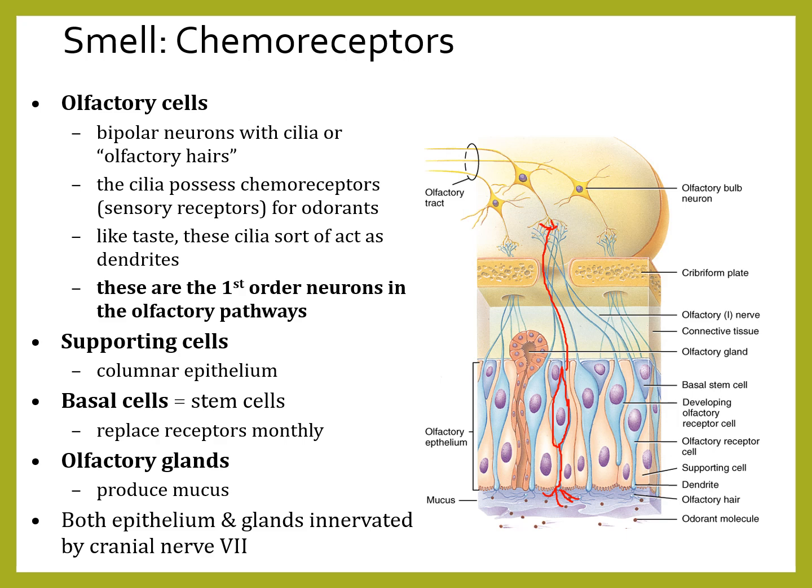We do have structures which are called olfactory glands. That's this thing right here. I'm going to try and circle it right there for you. These olfactory glands, their job is to produce mucus because that is the fluid that our odorants are going to dissolve in. Both our olfactory epithelium and our mucus glands are innervated by cranial nerve 7.